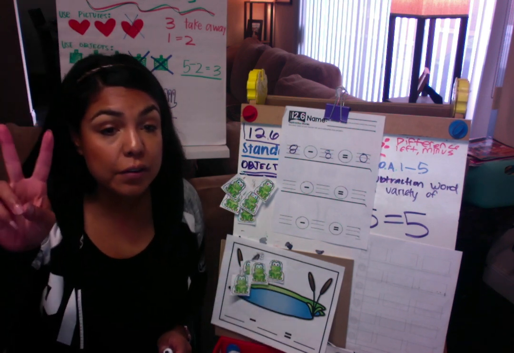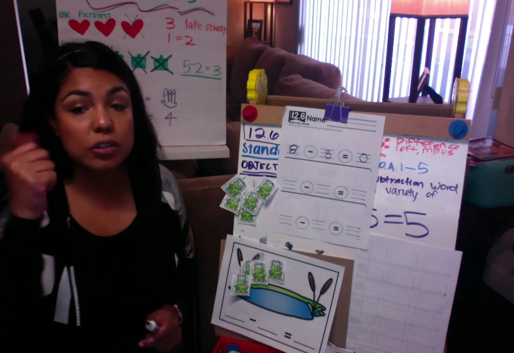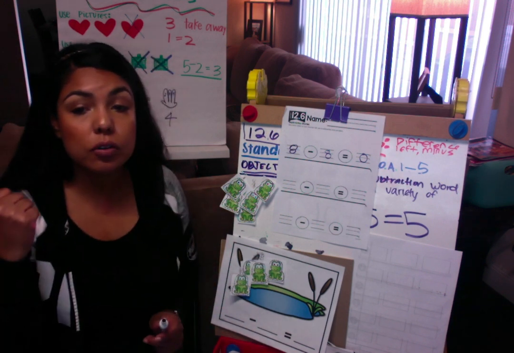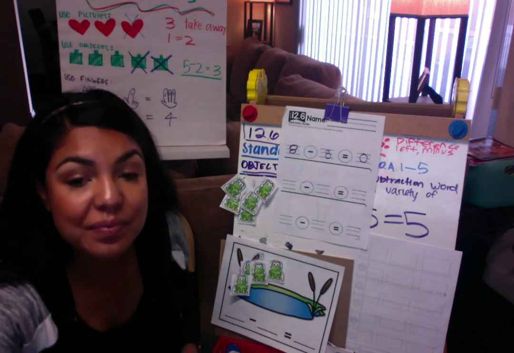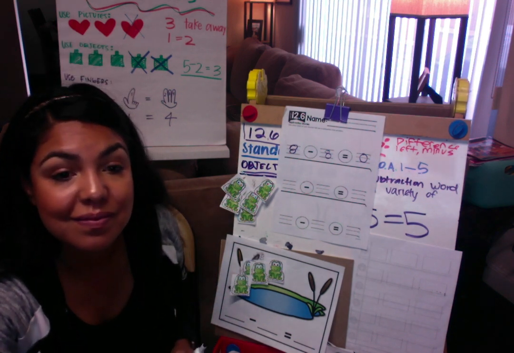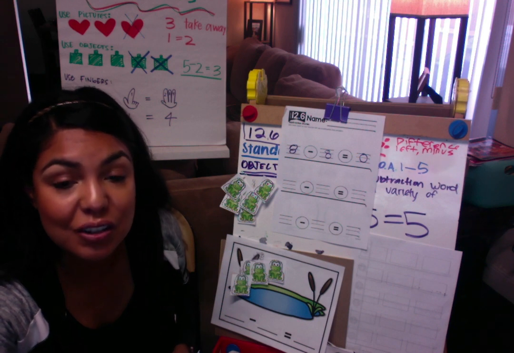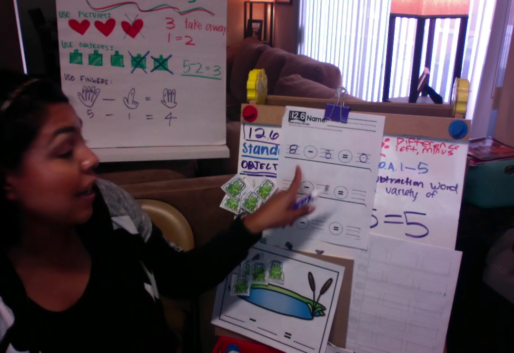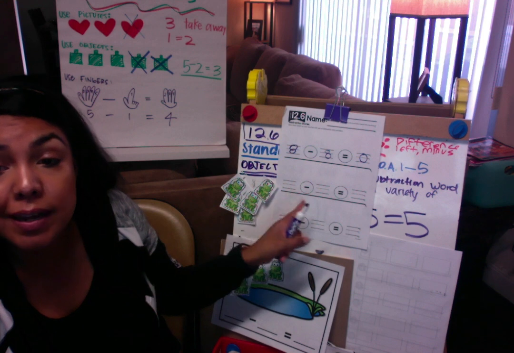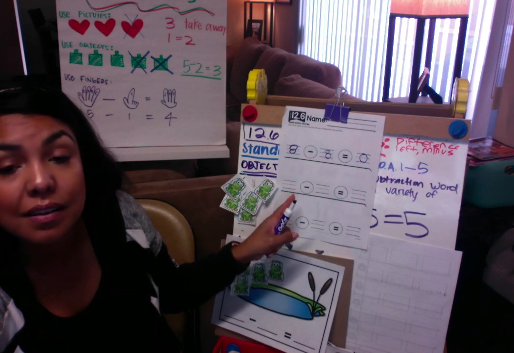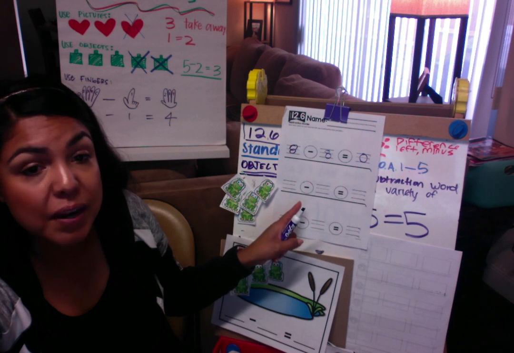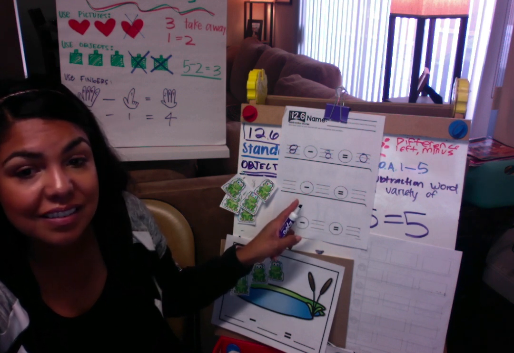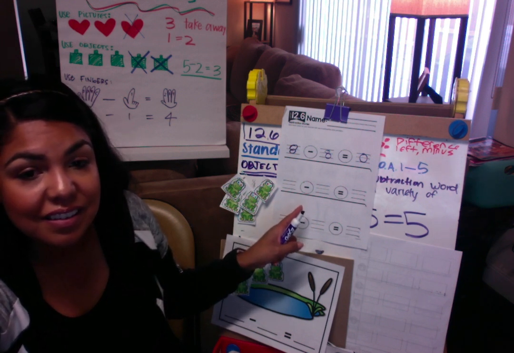2 of the froggies hopped out. 2 froggies hopped out. Okay. How many are left? How many hopped out? Good. Make sure you guys are writing them down. I want to see you guys write them down. Okay, how many are left? How many did you start with at the beginning?